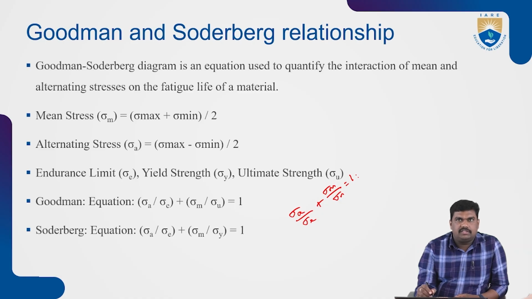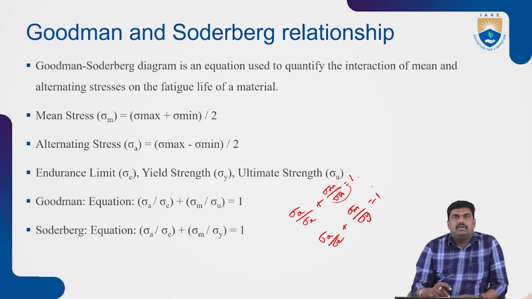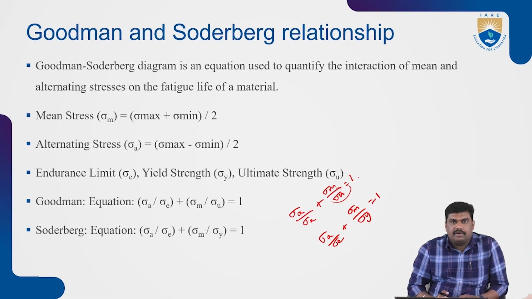Next is the Soderberg equation. As we said in the previous line, Soderberg connects with your yield point, while Goodman connects with your ultimate point. The only difference is that instead of ultimate stress, for Soderberg you have sigma A divided by sigma E plus sigma M divided by sigma Y, the yield strength, equal to 1. These are the Goodman and Soderberg equations, but here we are not considering pairs. Next conditions will be with the factor of safety and without the factor of safety.